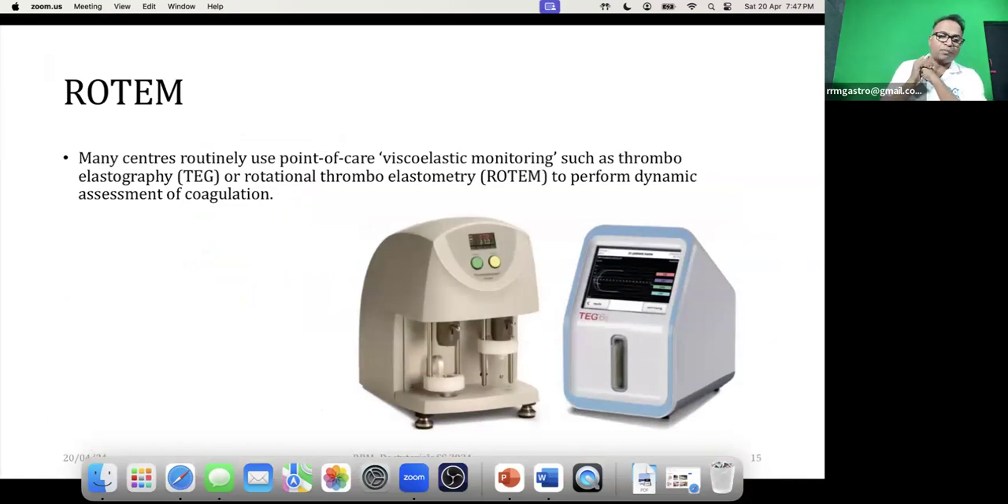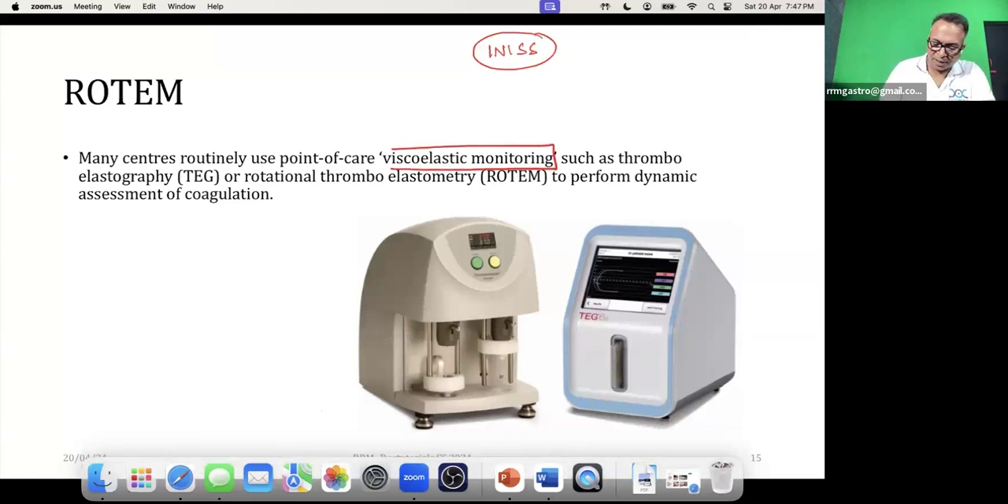This is a very important concept for those who are writing INI-SS exams. In the INI-SS exam, when you go to the exam hall or the interview, there will always be a question. During liver transplant, the most important monitoring needed is viscoelastic monitoring, because the coagulation factors are going to get altered because of the blood transfusions and liver derangement, etc. Therefore, we have two methods of measuring the prothrombin time, INR, fibrin, fibrinogen, everything. For that, we have two machines. This is thromboelastography and this is ROTEM.